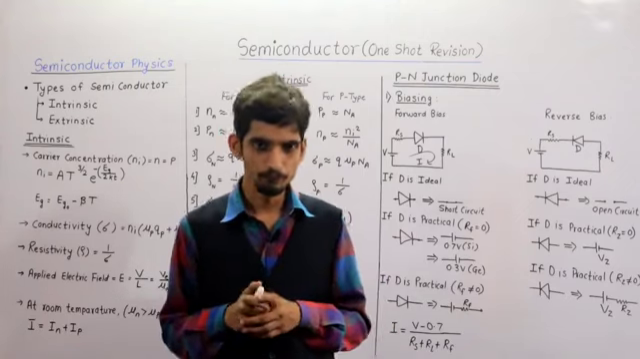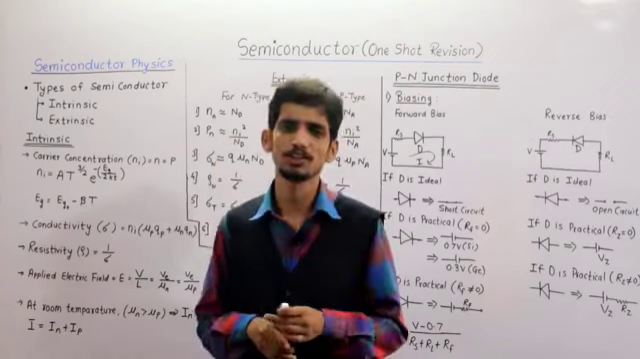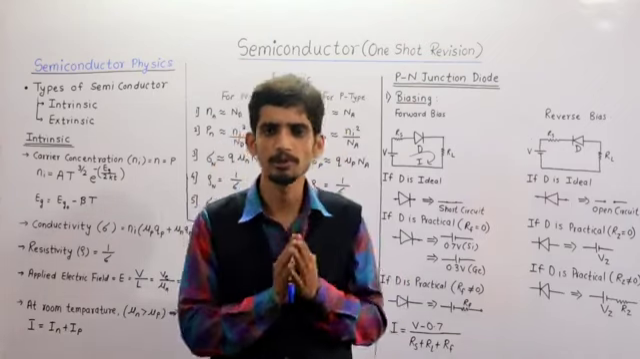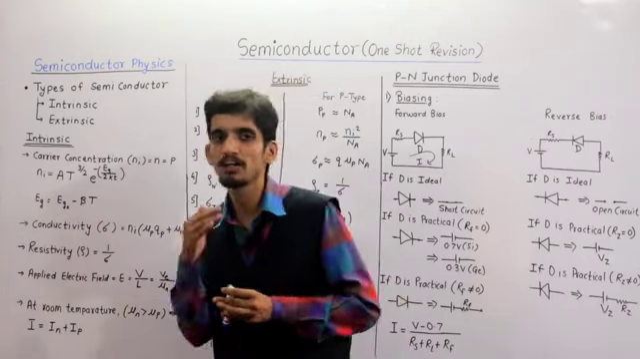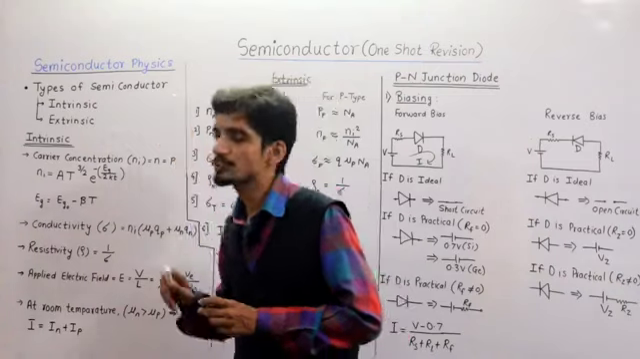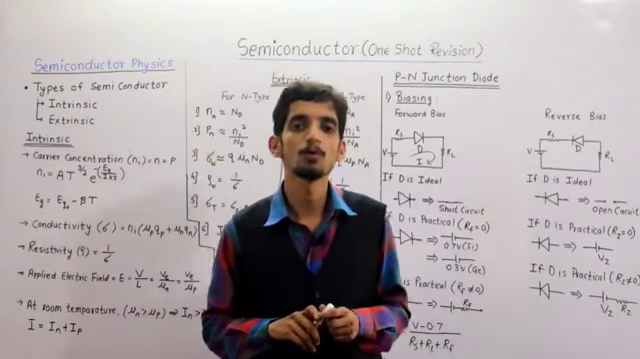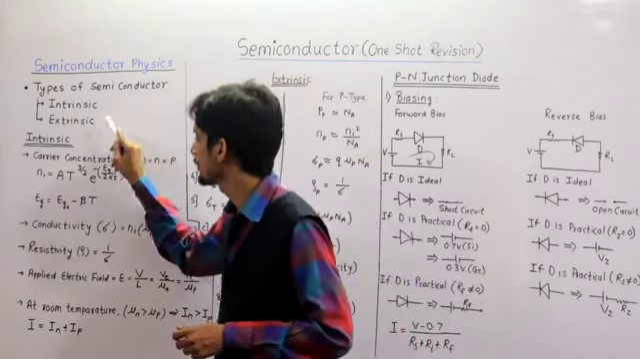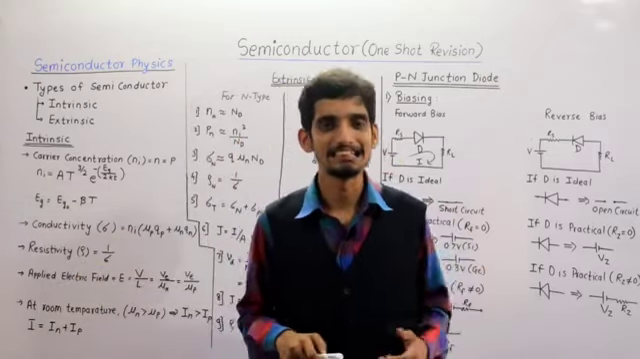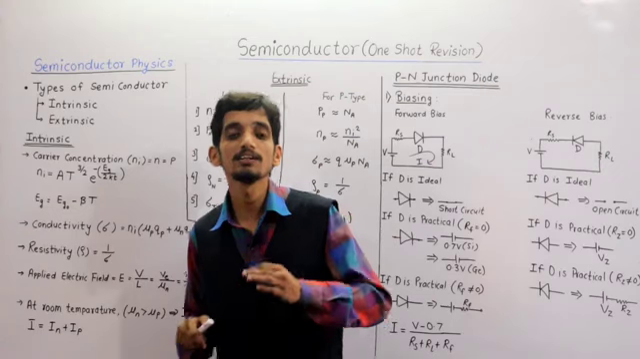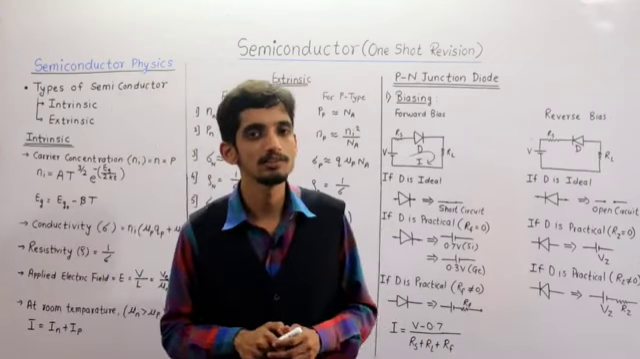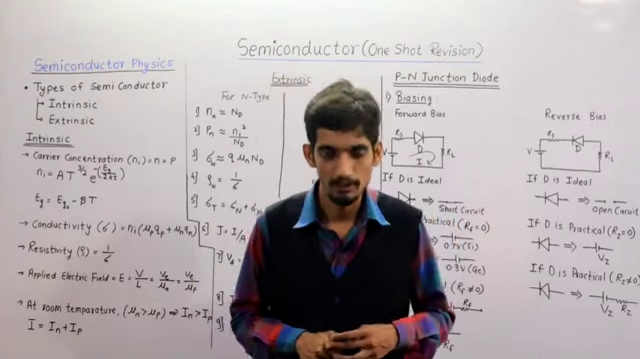Now, I have divided this revision into some different subtopics, in which first I am taking semiconductor physics. So first is the types of semiconductor that I am going to discuss. We know that there are two types of semiconductor: intrinsic and extrinsic. Intrinsic semiconductor is the purest form of semiconductor, and extrinsic semiconductor is the impure form of semiconductor.